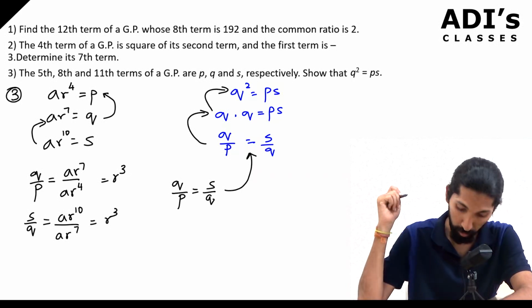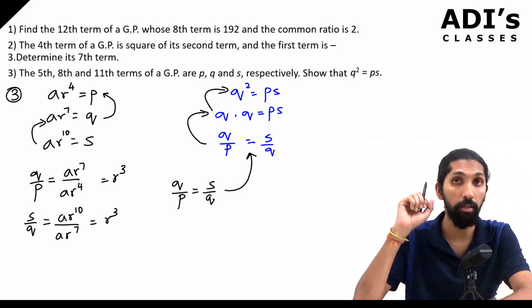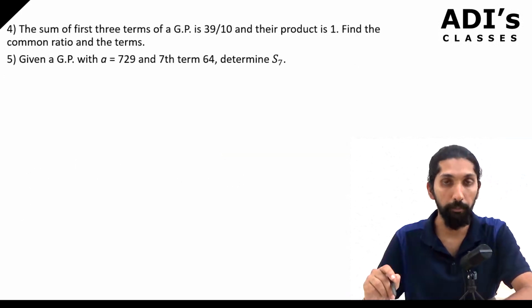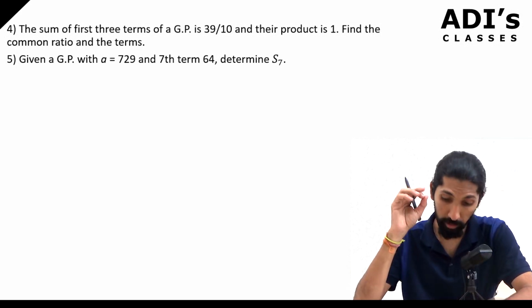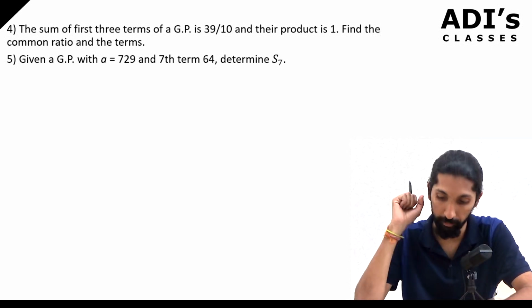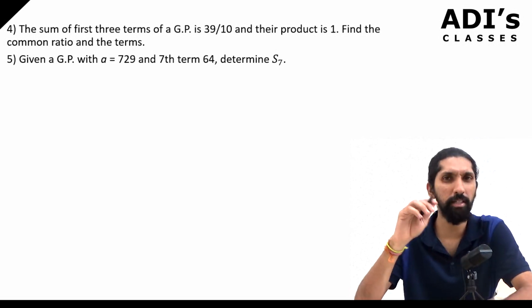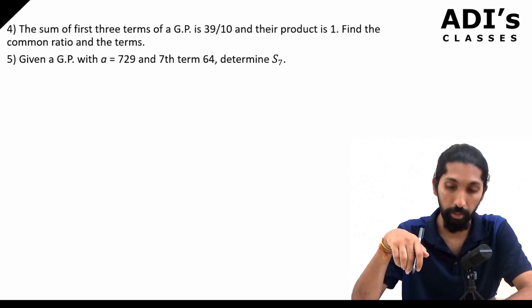Fair enough? So this is how you solve the third question. Let's do the fourth one. Look at the fourth one. The sum of the first three terms of a GP is 39 by 10. The product is 1, and find the common ratio and the terms. Okay, very simple. Very, very simple.